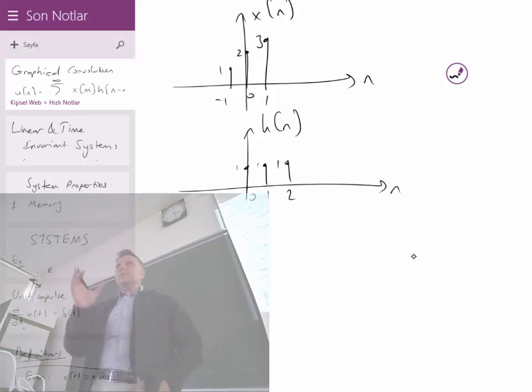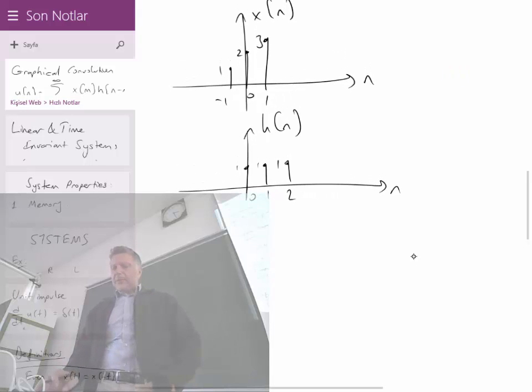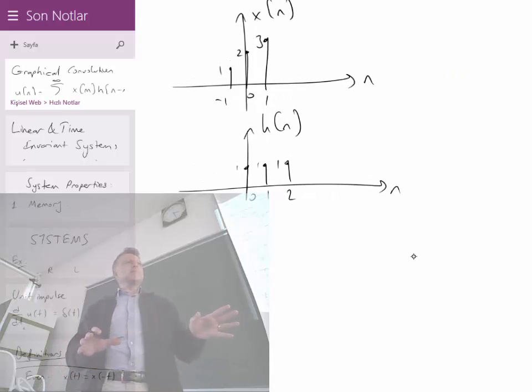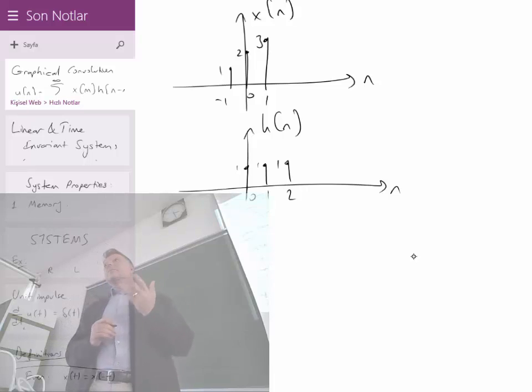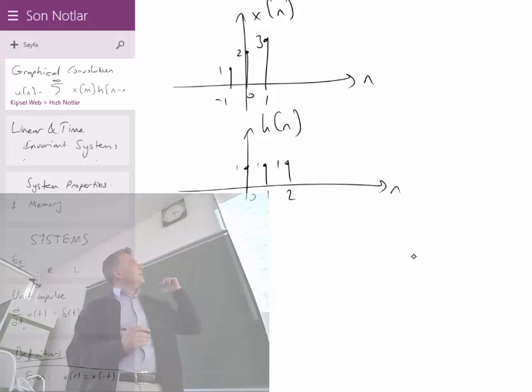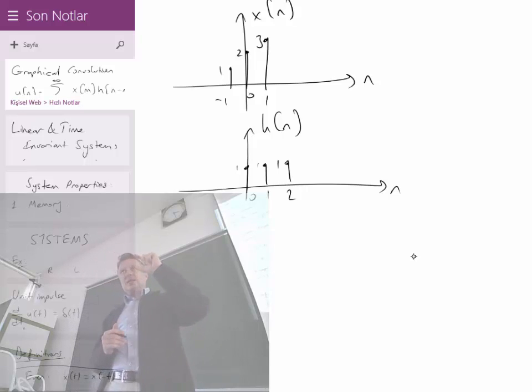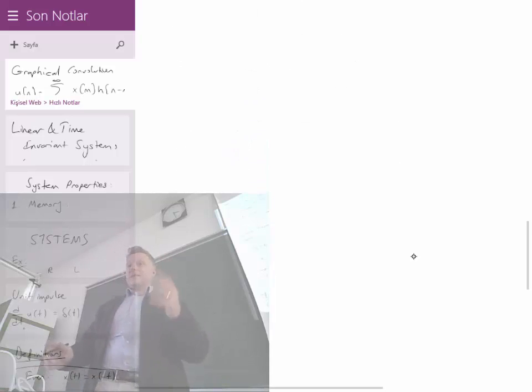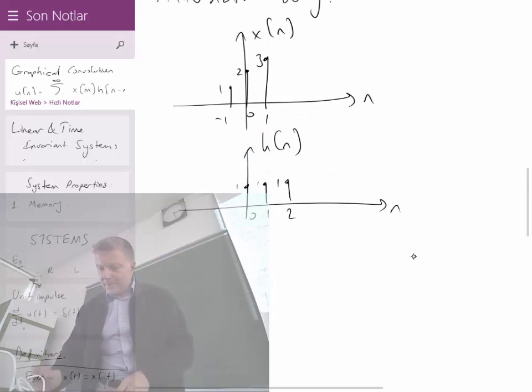Okay? What was the original way to evaluate this? It was this. We split our x of n into impulses. Obviously, there are 3 impulses in this x of n. The first one, let's start from the leftmost. What's the leftmost impulse? It is at minus 1, and the magnitude is 1. So what is the response to this?